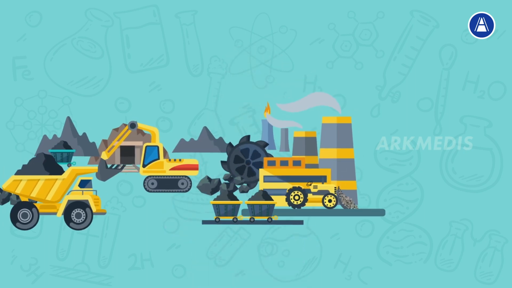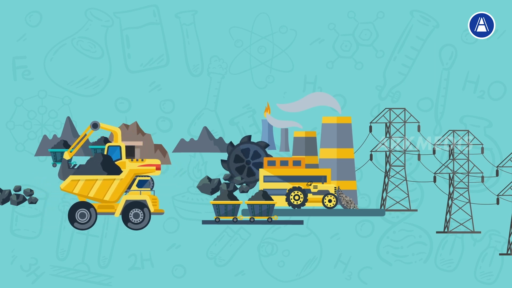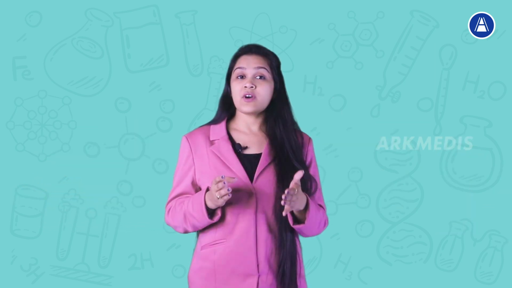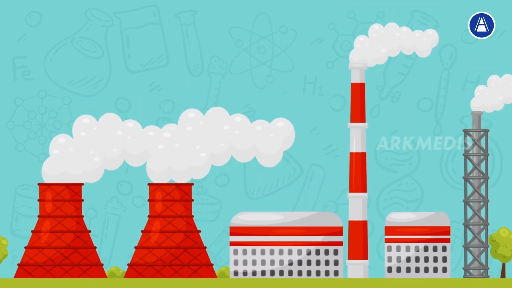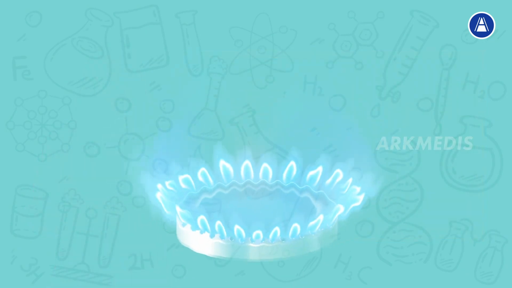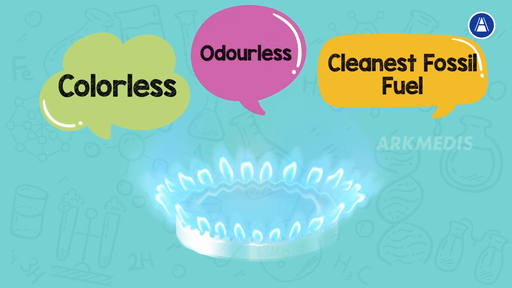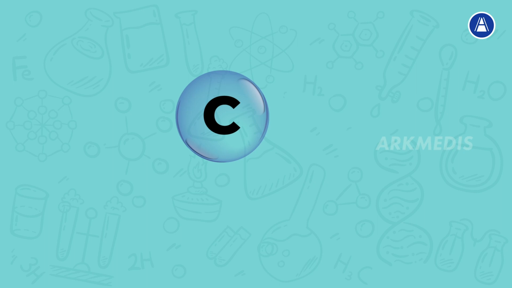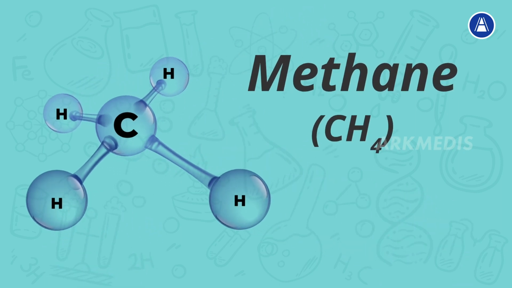The energy released by burning coal is used to generate electrical energy in coal-powered stations. One more example of exothermic reaction is burning of natural gas. First, let me tell you what is a natural gas. Natural gas is Earth's cleanest fossil fuel and is colorless and odorless in its natural state. It is composed of 1 carbon and 4 hydrogen atoms, or commonly known as methane.